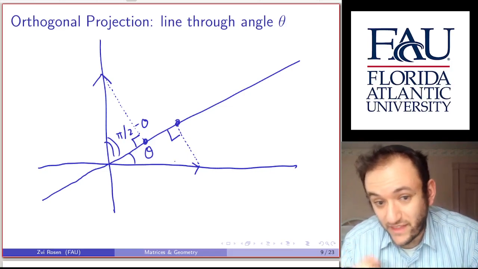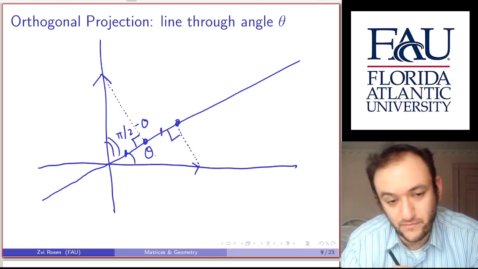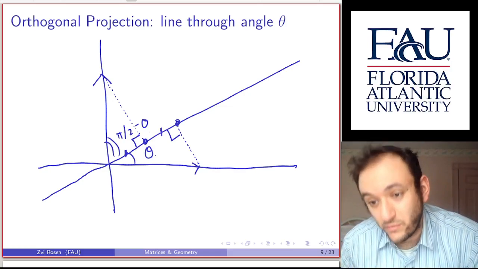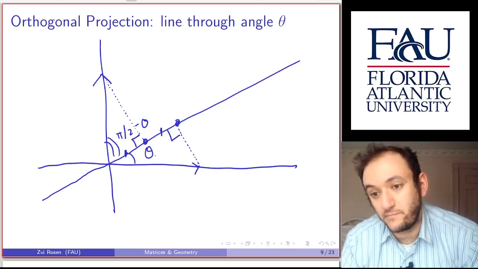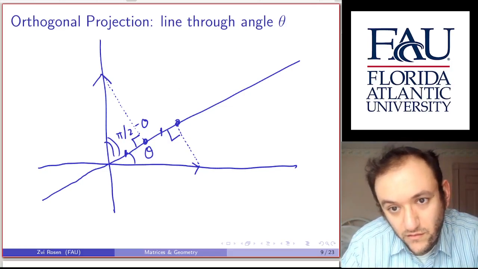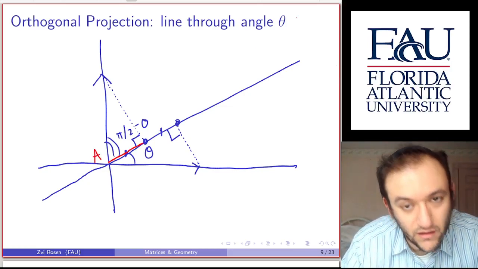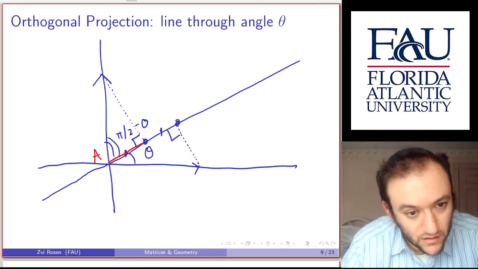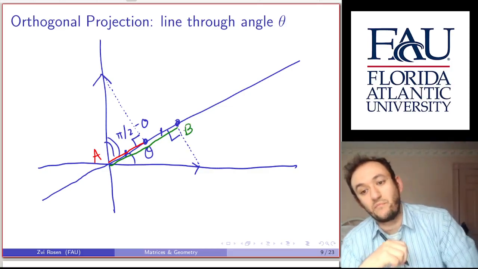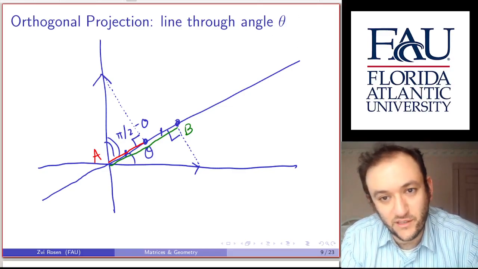One way to go about that is to find this length and this length. By finding those lengths, because we already know what the angle is from the x-axis, we'll be able to put that together to find the coordinates. So let's call this length A, and we'll call this length B. So it's from the origin to the orthogonal projection of the two.